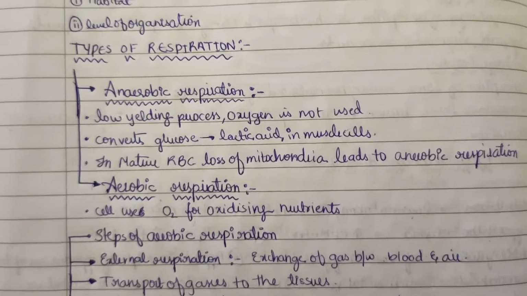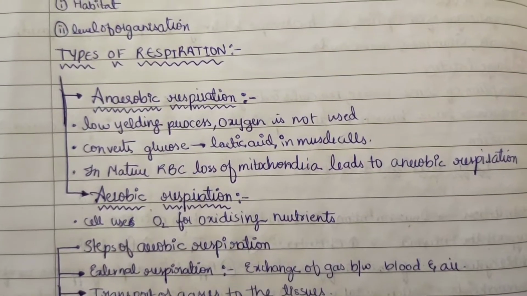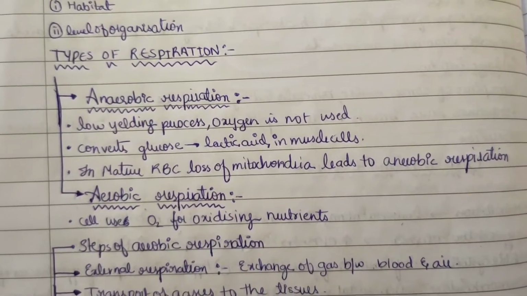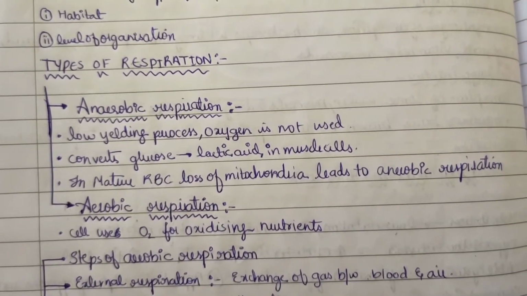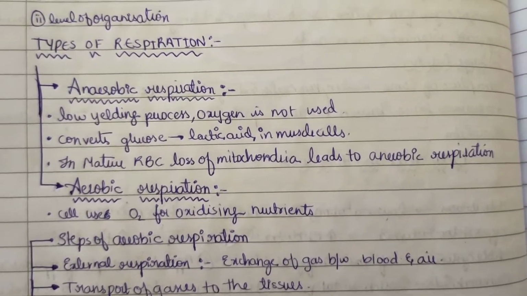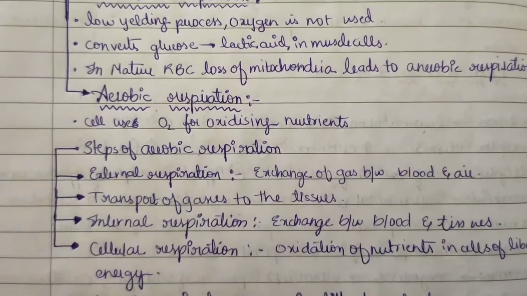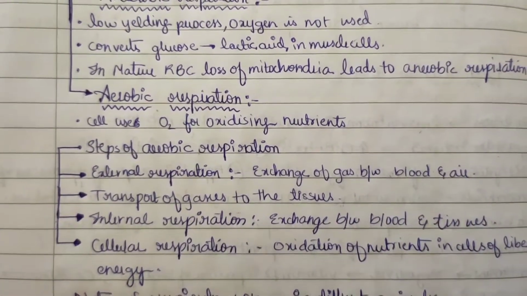First, types of respiration. First is anaerobic respiration, which is a low yielding process. Oxygen is not used. Conversion of glucose into lactic acid in muscle occurs. In mature RBC, loss of mitochondria leads to anaerobic respiration. Then aerobic respiration, where the cell uses O2 for oxidizing nutrients.